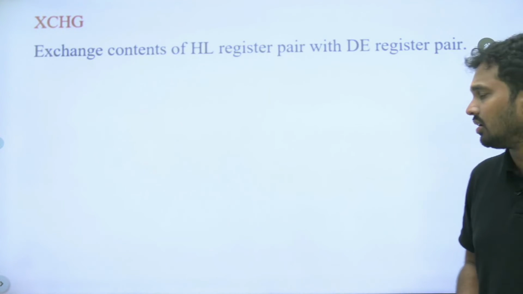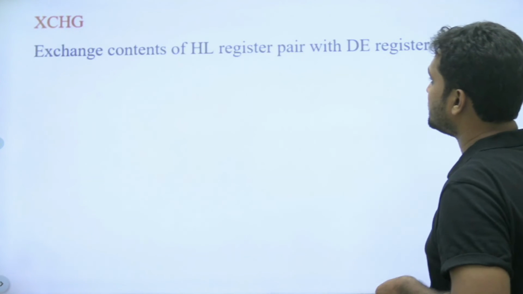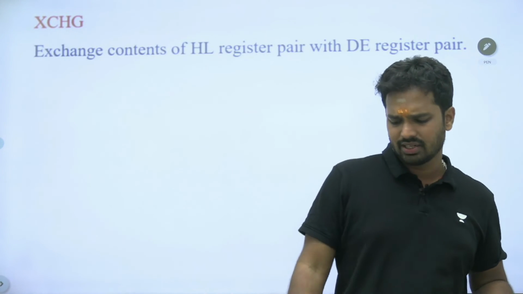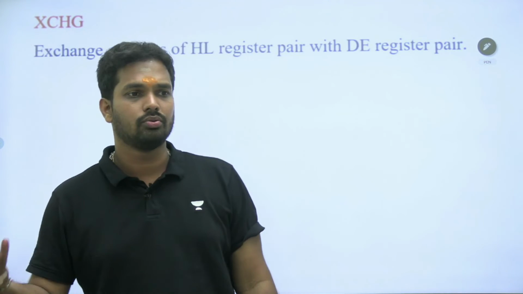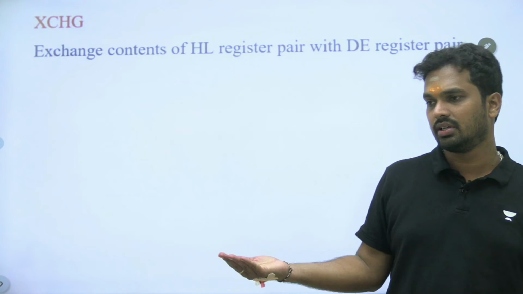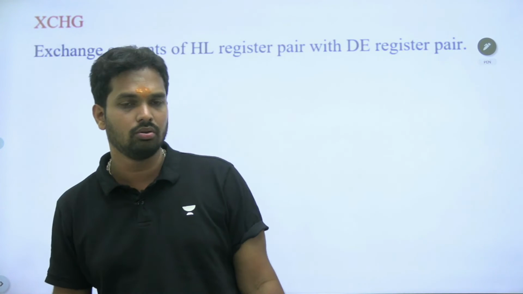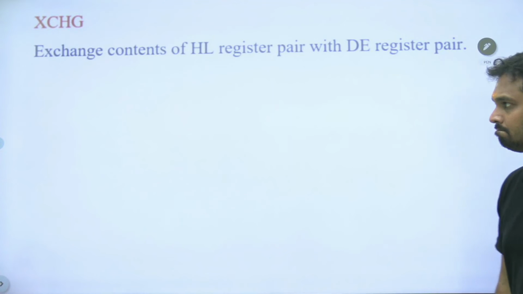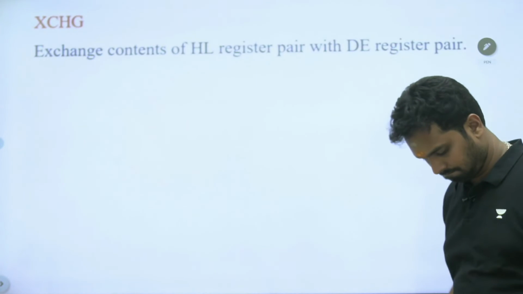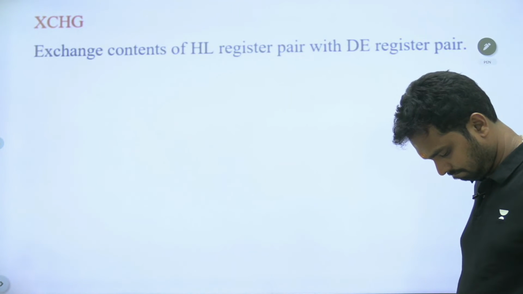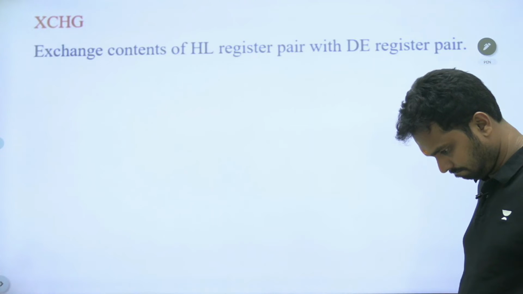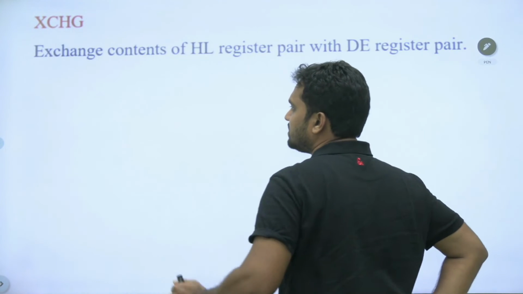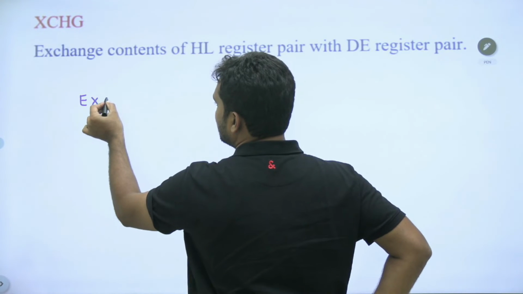So let's start the next instruction, exchange. Exchange the contents of the HL register pair with the DE register pair. This is a very simple instruction, exchanging the data. The content of HL is copied to DE and the content of DE is copied to HL. This is exactly what happens in the exchange instruction. It is a single-step instruction, XCHG.